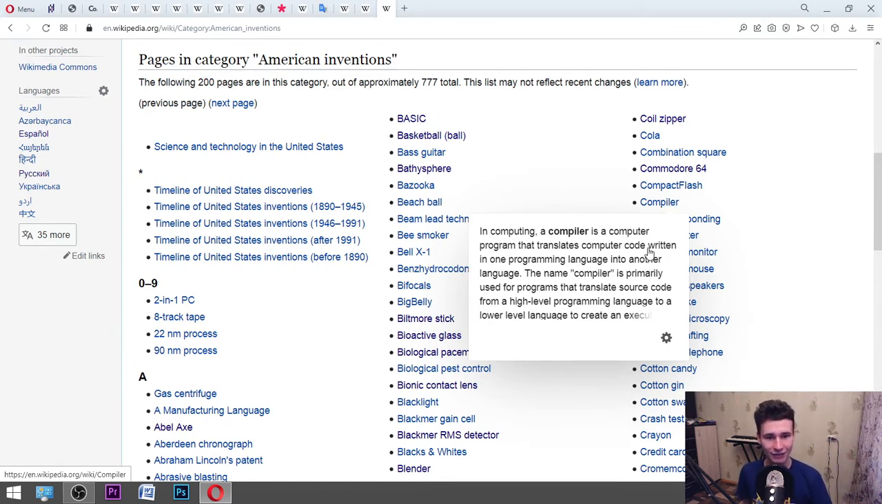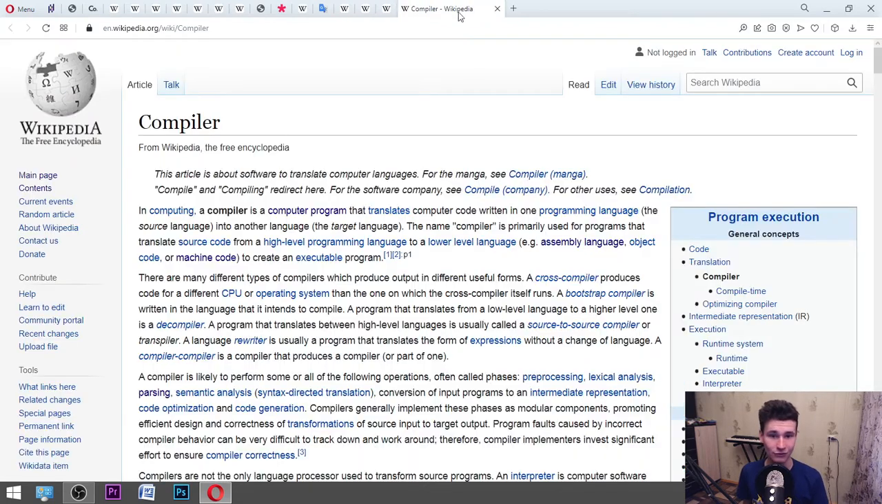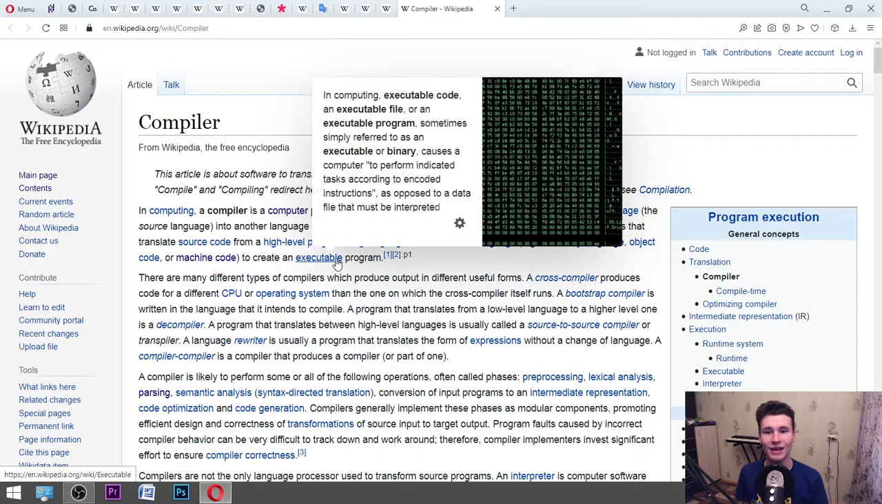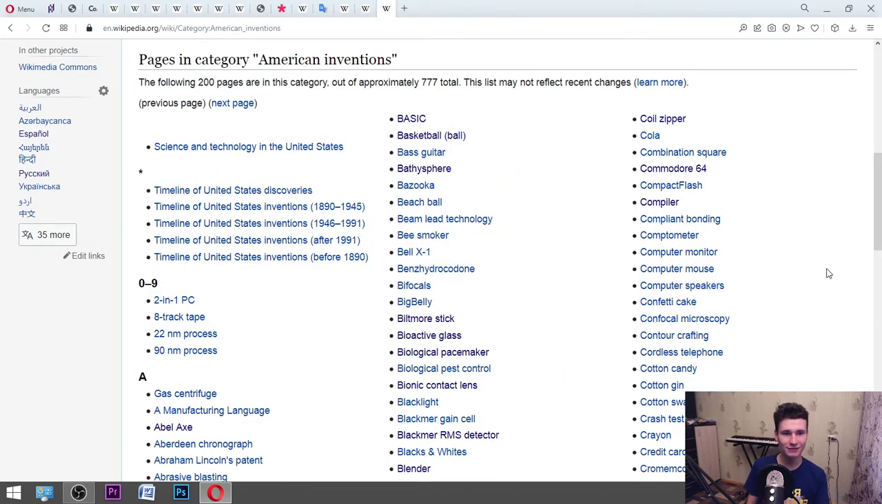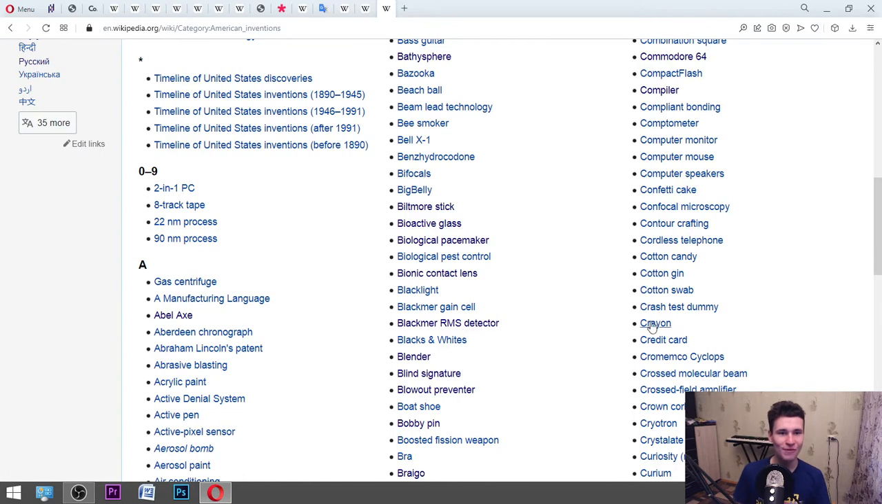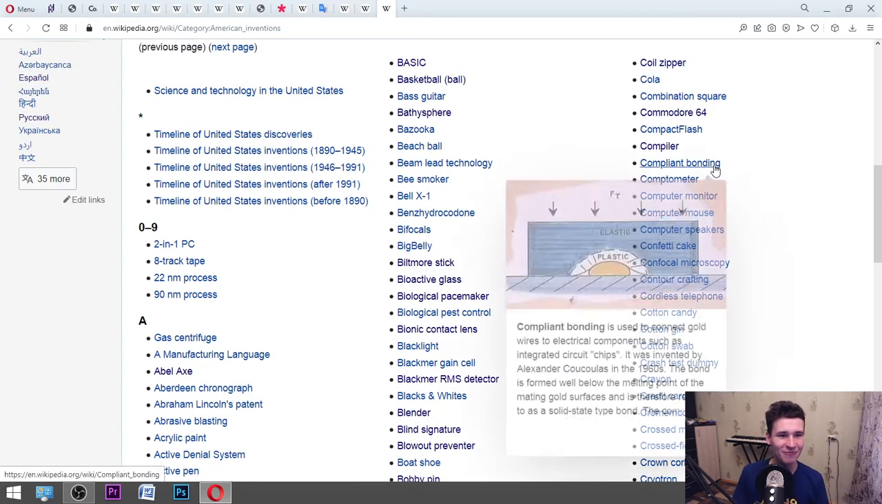The name compiler is primarily used for programs that translate source code from a high-level programming language to a lower-level language, and also to assembler, yes, to assembly language, object code or machine code, to create an executable program. Yes, it is here, the matrices pictures.